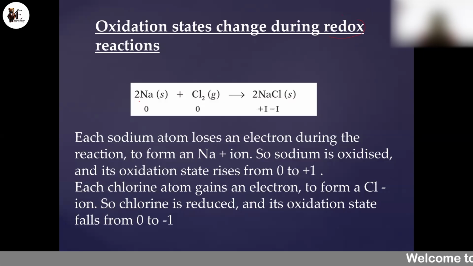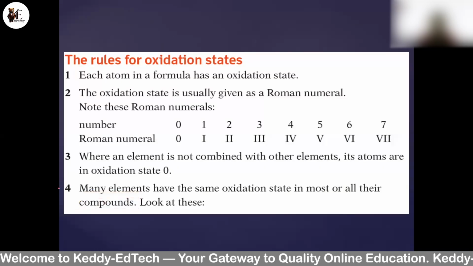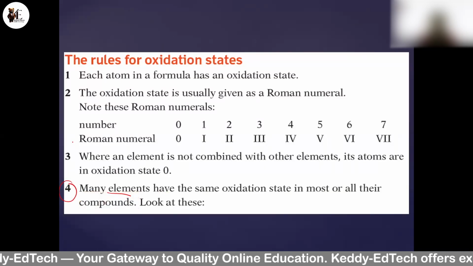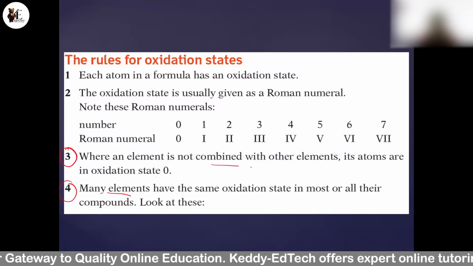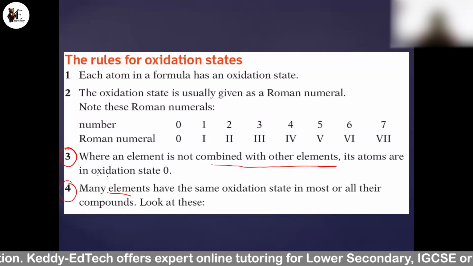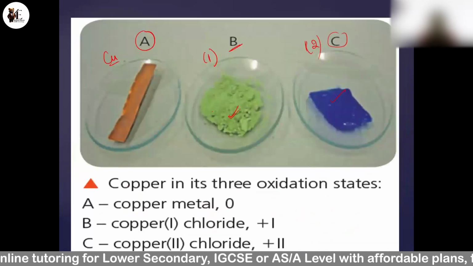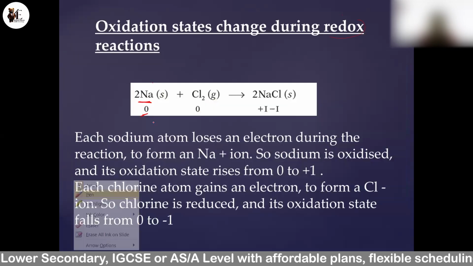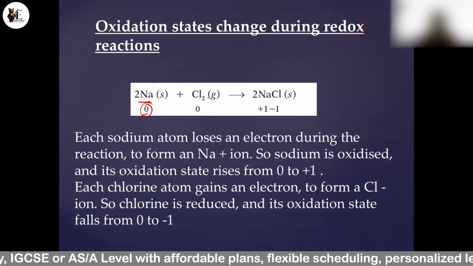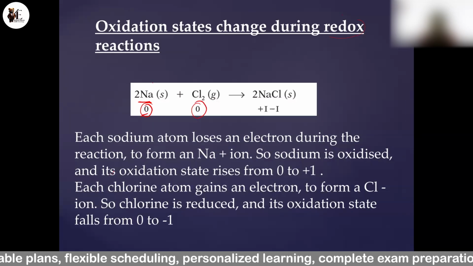Now if you want to write down the oxidation state for sodium, what should it be? It should be 0. Why? Because of these rules. Look at the third rule: where an element is not combined with other elements, if it is alone, its atoms are in oxidation state 0. So here sodium is not combined with anything, so its oxidation state is 0. It is in the elemental form. Chlorine also exists as a gas. It is also in the elemental form. Its oxidation state is also 0.